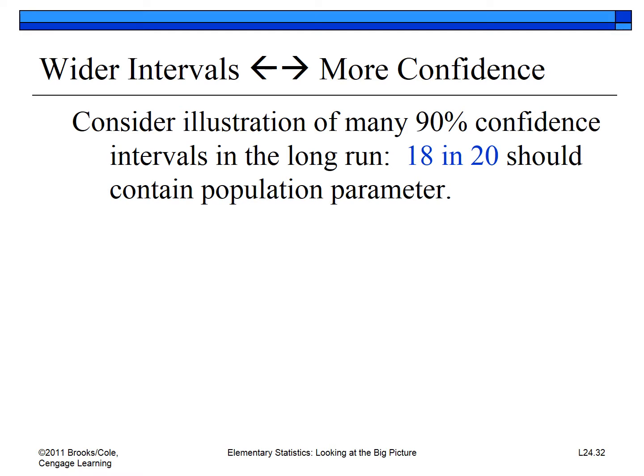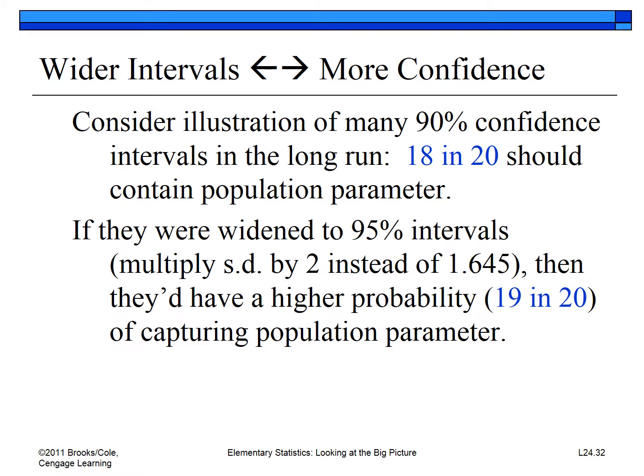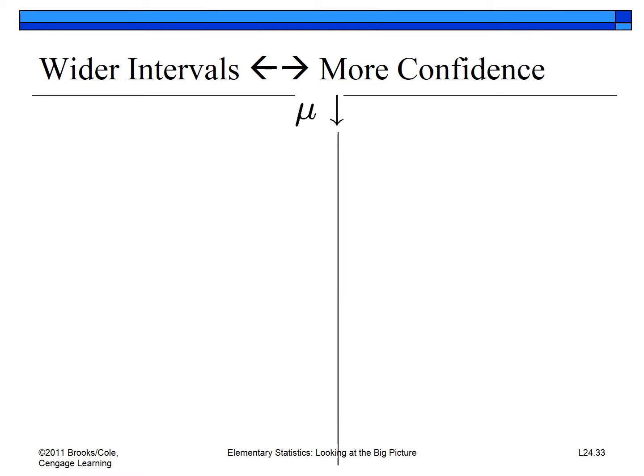Here's what this looks like in practice. For a 90% confidence interval, if we take many samples over and over and over again and construct confidence intervals, 90% of them, which works out to 18 out of 20, should contain the true population parameter. If we widen the intervals to 95% intervals, then 19 out of every 20 would contain the population parameter. Here's what that looks like in practice.